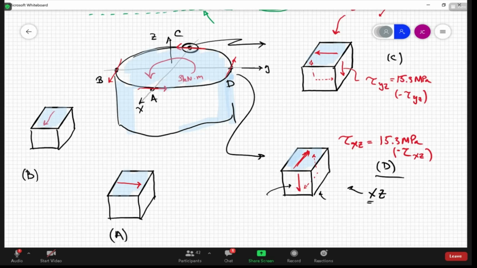Technically, the first index is the normal and the second index is the direction. So this traction up here, as it's drawn there, is technically a negative tau ZX because it acts on the Z plane in the X direction. This one is technically a negative tau XZ, on the X face acting in the Z direction.